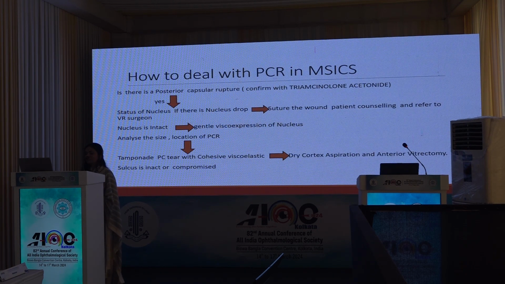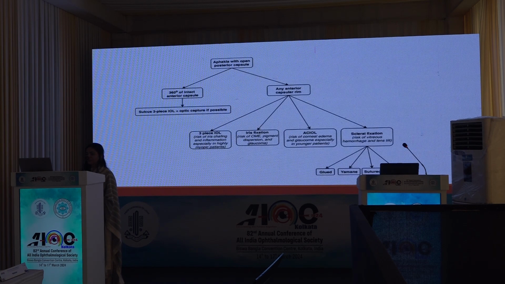Then we should analyze the sulcus, if it is intact or it is compromised. Now we have to analyze the situation: aphakia with the open posterior capsule. So if the sulcus is intact, then we can go ahead and implant the 3-piece IOL and do optic capture if possible. If the anterior capsular rim is not intact, then there are 4 options. We can implant a 3-piece IOL, but there are chances of subluxation or dislocation. We can also fix iris claw lenses. We can implant AC IOL, and scleral fixation is also an option.